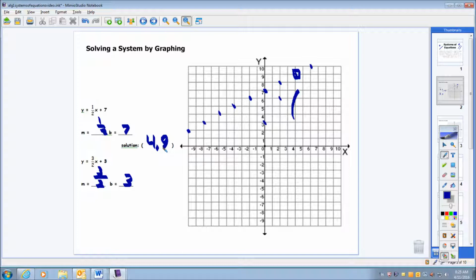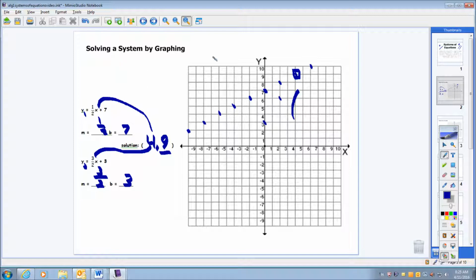A couple ways to check this. You could check this on the graphing calculator if you put this in y1 and this in y2, and go ahead and graph them. You can use the table or the graph to find out that this is the point of intersection. Or the old-fashioned way, you can plug in the 4 for x here and the 4 for x here, and see if you get a 9 as your answer for both of these, and you should.